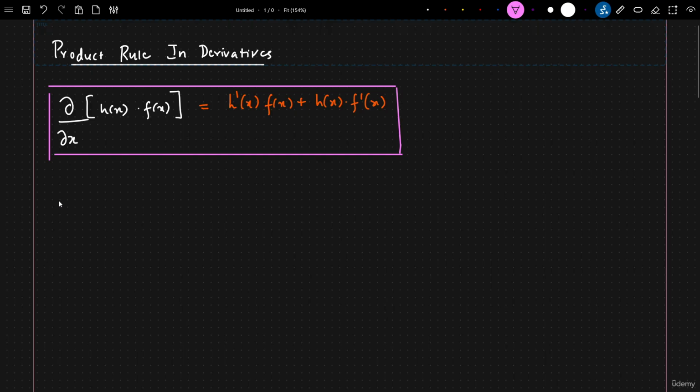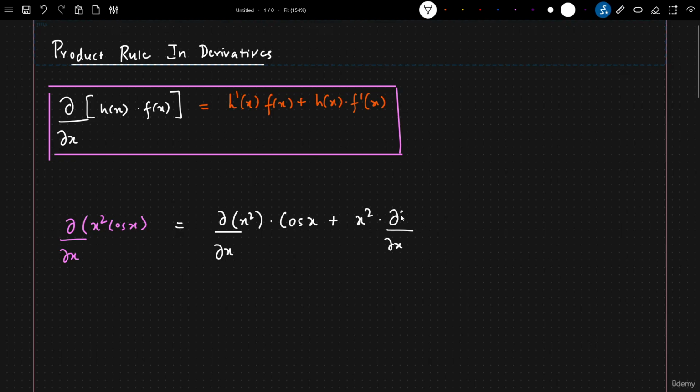Okay. So just to show you an example, let's say I'm going to find the derivative of x square cos x. Now, in order to find the derivative of this, how do we do it? So the derivative of x square, then dot product with cos x, then x square dot derivative of cos x. Okay. So this is how we go ahead and calculate it.